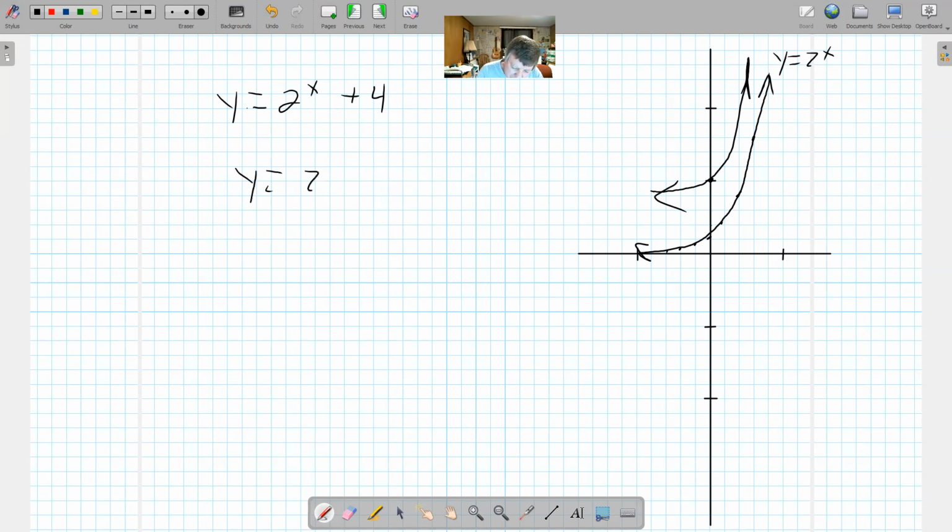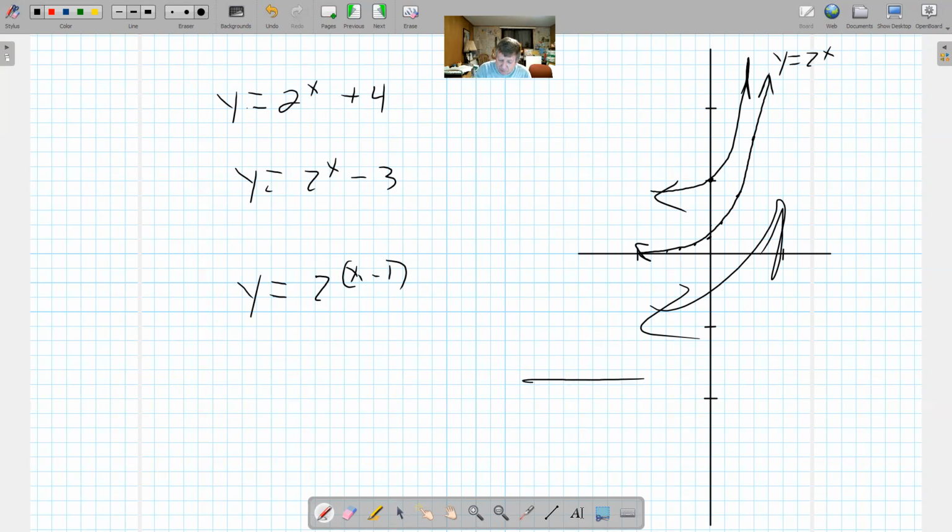What about y equals 2 to the x minus 3? That would go down 3 units. What about y equals 2 to the x, and then we put a minus 1, only it's part of the exponent? So it's not a constant outside. Well, on the inside, it does the inverse. So a minus 1 would move the graph that way 1 unit. A plus 3 would move the graph negative 3 units.